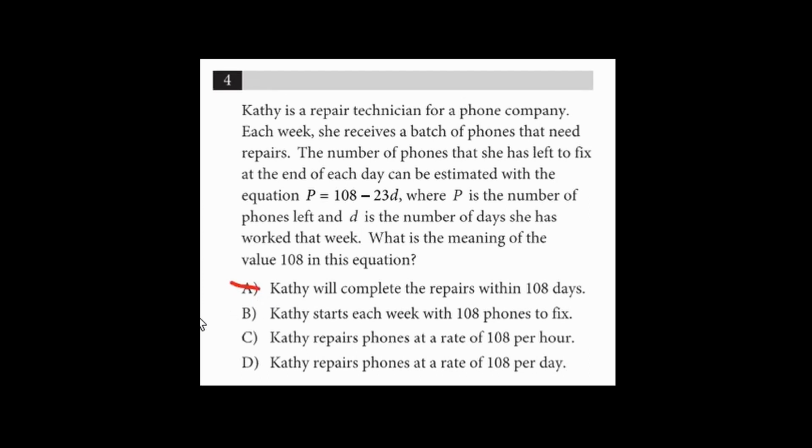108 times 23. B is possible, but let's look at C and D and see if we can exclude those first. I think we can easily exclude C. There's no way she repairs 108 phones per hour. We can exclude D. Kathy repairs phones at a rate of 108 per day. So that means if D was 1, then 108 minus 23 would be 108. So your answer would have to be B. Kathy starts each week with 108 phones to fix. We let D equal 0. We see P equals 108. That means on no day she has 108. This is going to be one of your harder questions in this entire section, so you would have to stay focused and be logical.